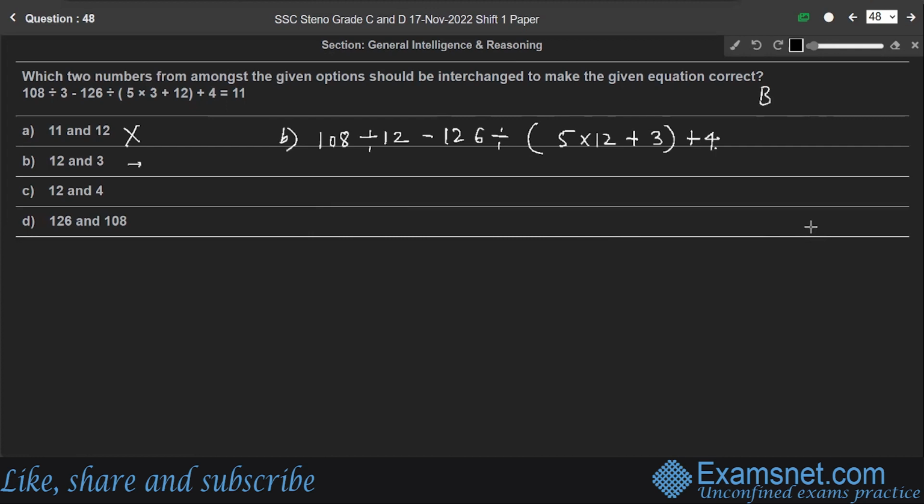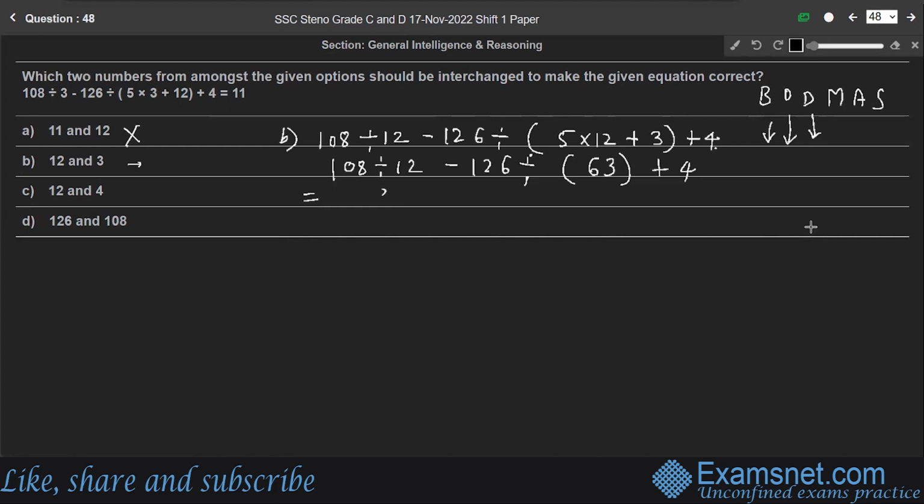Again, we are following the BODMAS rule. Remove the bracket part first. So 108 by 12 minus 126 divided by, inside the bracket, 5 into 12, 60 plus 3, 63, plus 4. So we have already removed the bracket; 63 you can write as it is. There is no of part to solve. Go for division directly. We have two division parts.